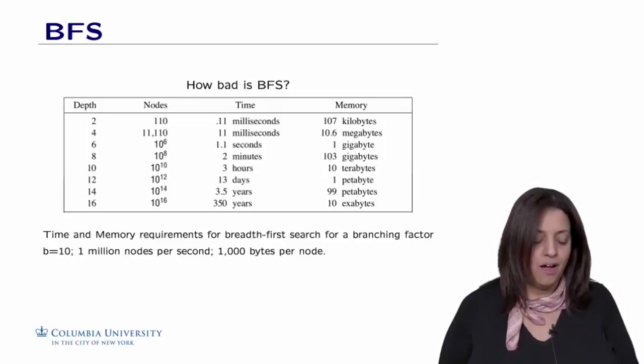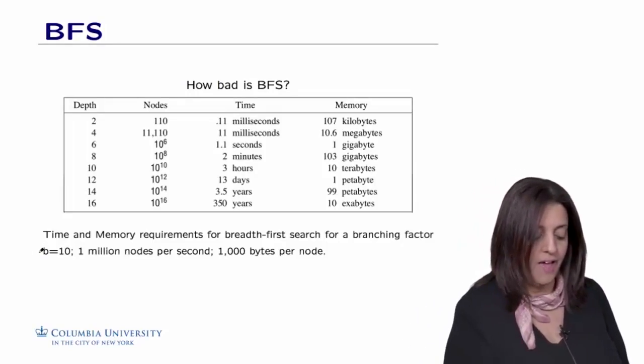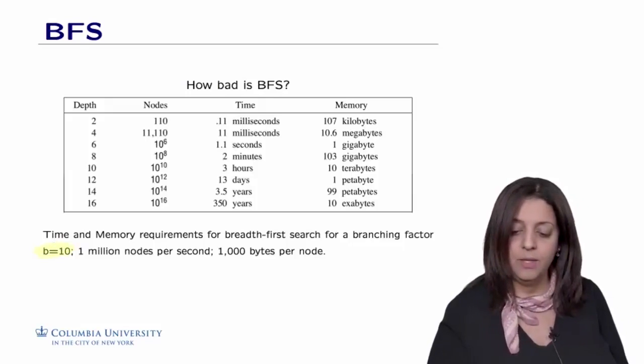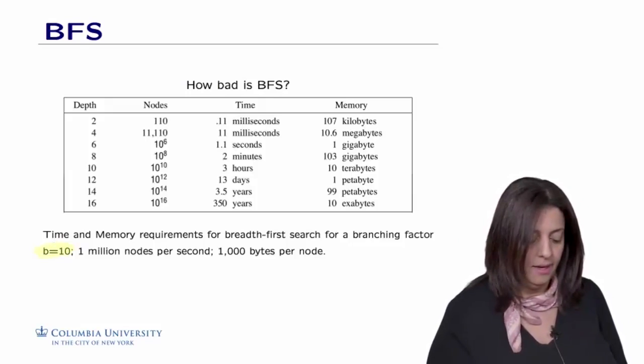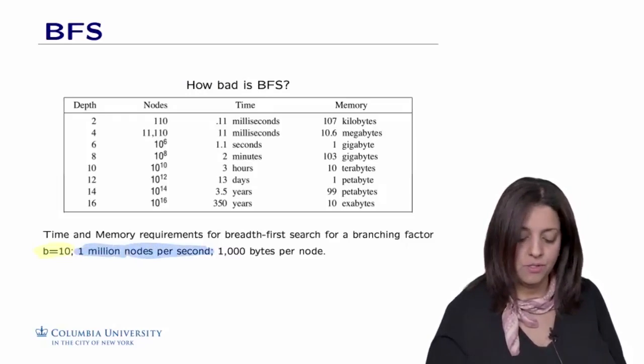Okay, so first of all, let's suppose that we have the following assumptions. Suppose we have a branching factor of 10, and we process 1 million nodes per second. This is to estimate the time. And finally, we also use 1,000 bytes to represent each node in the search space.